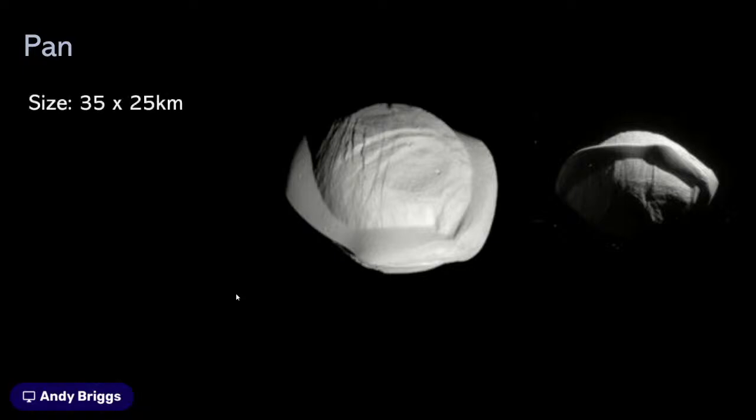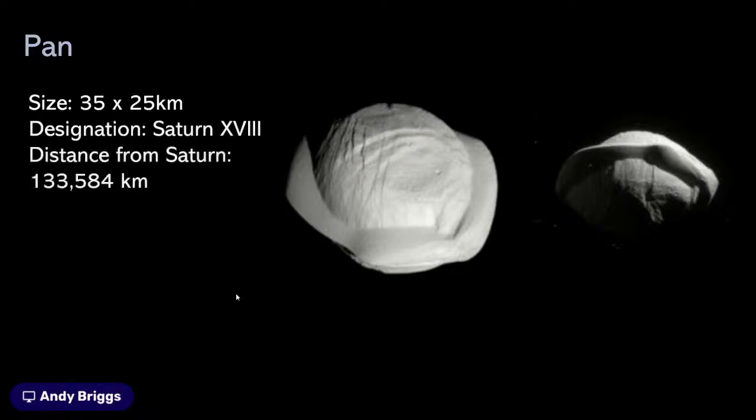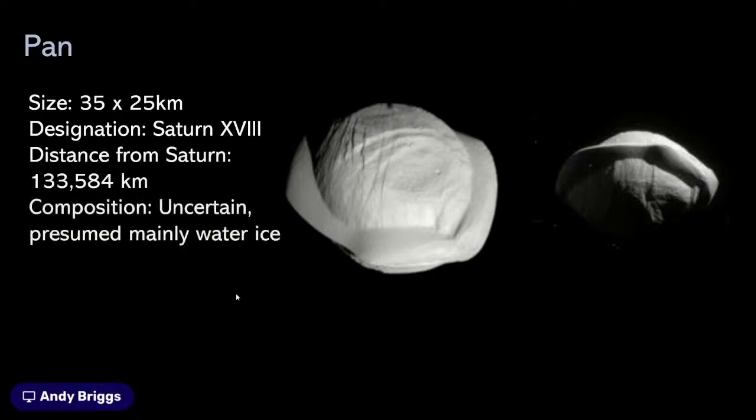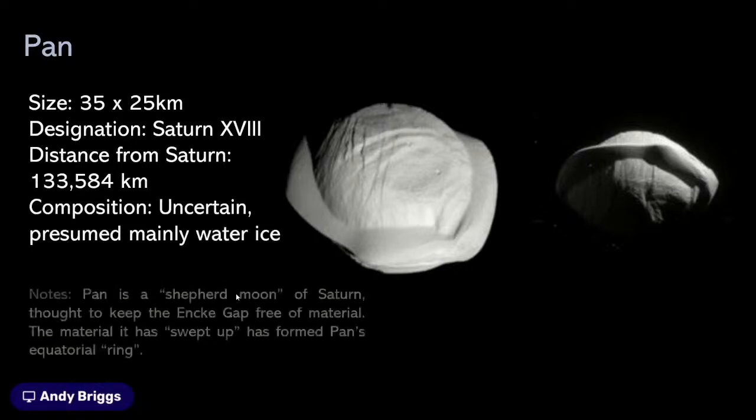This moon is very small compared to the others. It's only 35 by 25 kilometers. It's designated Saturn XVIII, and it's 133,000 kilometers from the planet. Its composition hasn't been directly measured, although it's presumed to be mainly water ice again, with some rock thrown in.